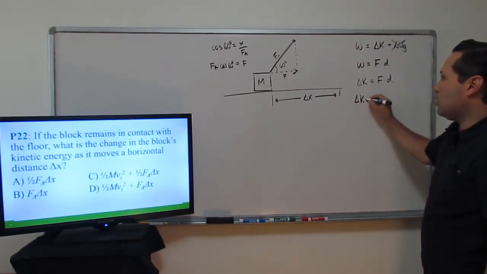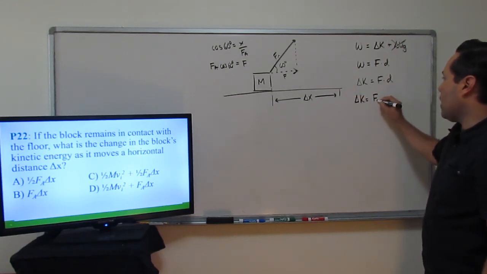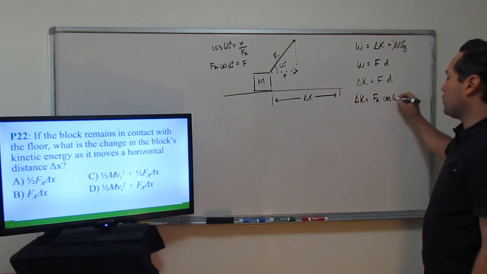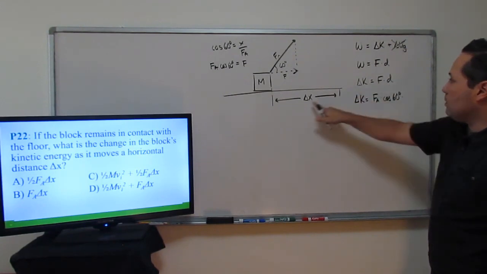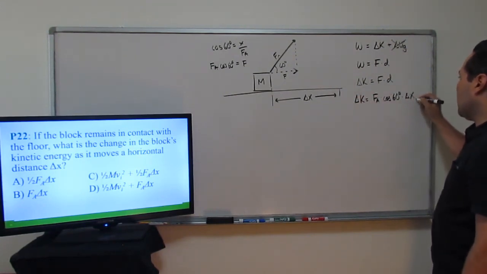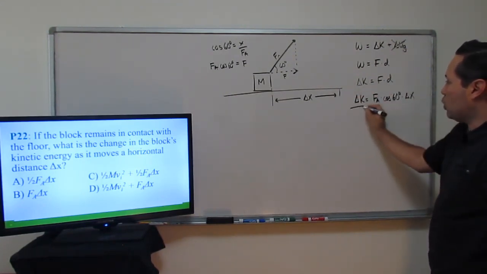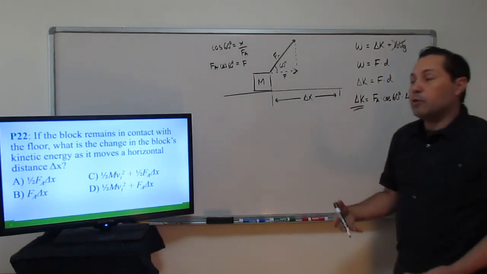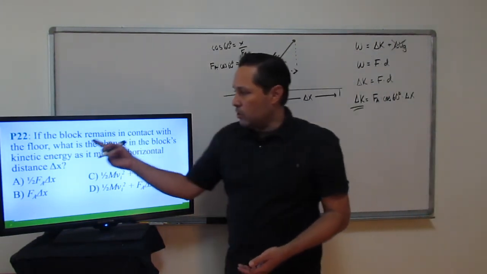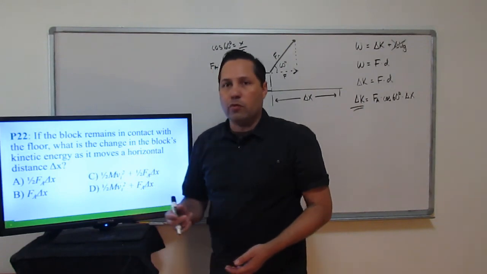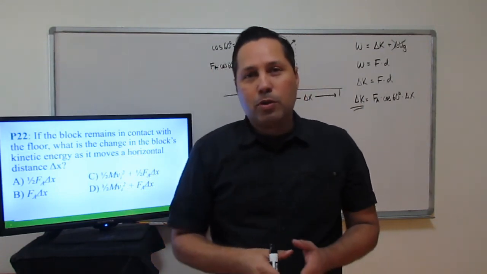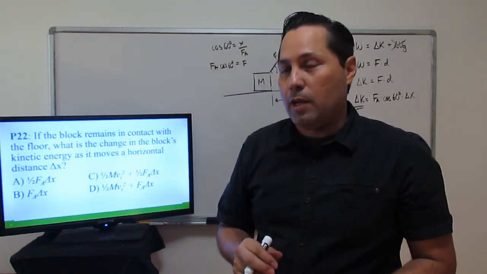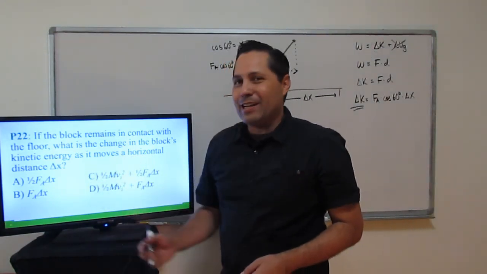So change in kinetic energy is going to be Fa times cosine of 60 multiplied by d, which they said to use delta x. So there's our formula for change in kinetic energy. Now you look over here and you don't find it. This problem's a little bit on the tricky side because it's there, it's just hidden. It's actually letter A, that is your answer.